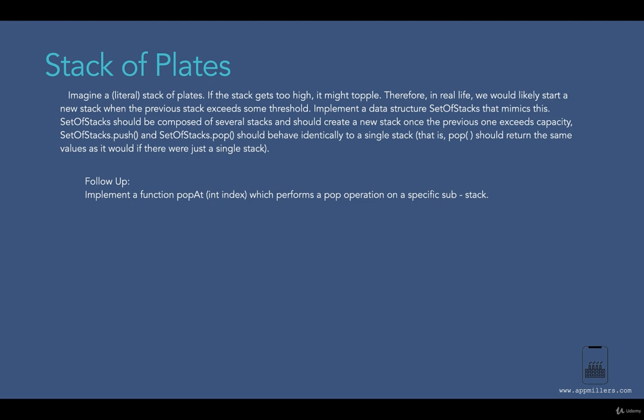So we need to implement a data structure called set of stacks that mimics this. Set of stacks should be composed of several stacks and should create a new stack once the previous one exceeds capacity. SetOfStacks.push and SetOfStacks.pop should behave identically to a single stack. That is, pop should return the same value as it would if there were just one single stack. So this means that when we call the pop method, it has to return the top element from the last stack.